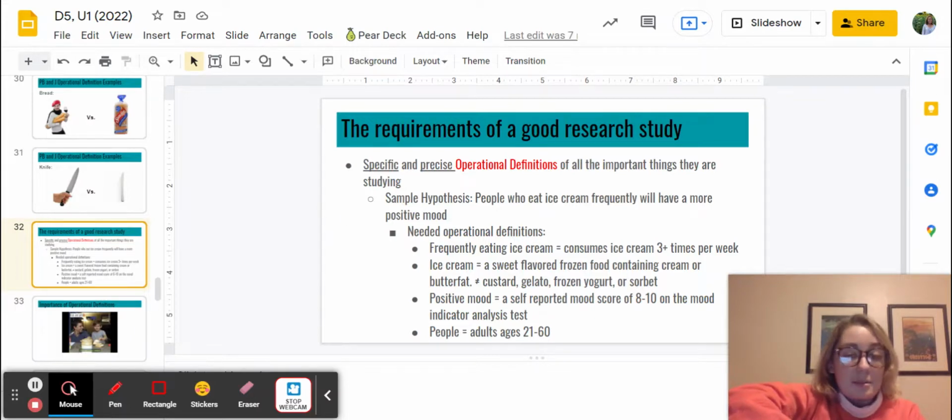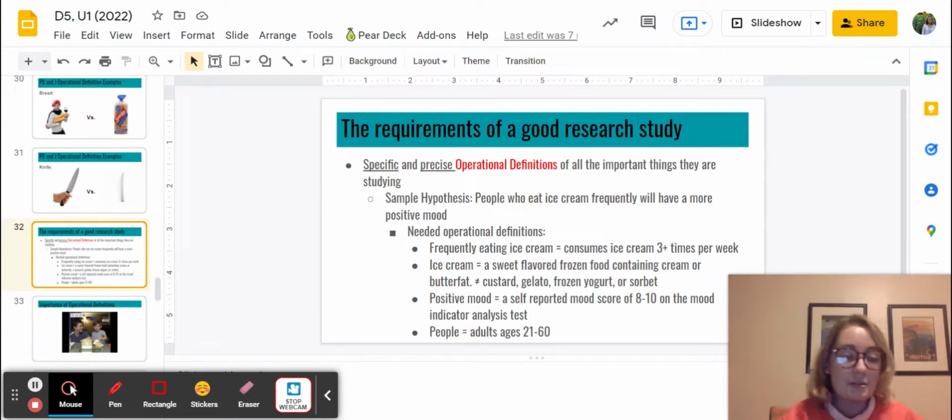So here's another example of a research study. I like this one. People who eat ice cream frequently will have a more positive mood. So think of the hypothesis: if people eat ice cream more frequently, then they will have a more positive mood. So we need to operationally define lots of things. What does it mean to frequently eat ice cream, right?